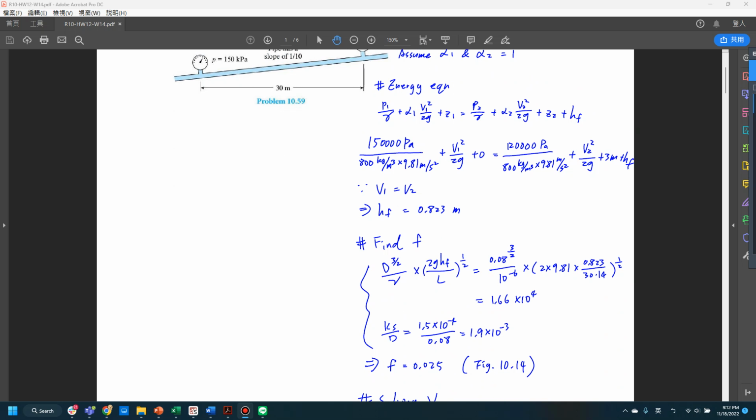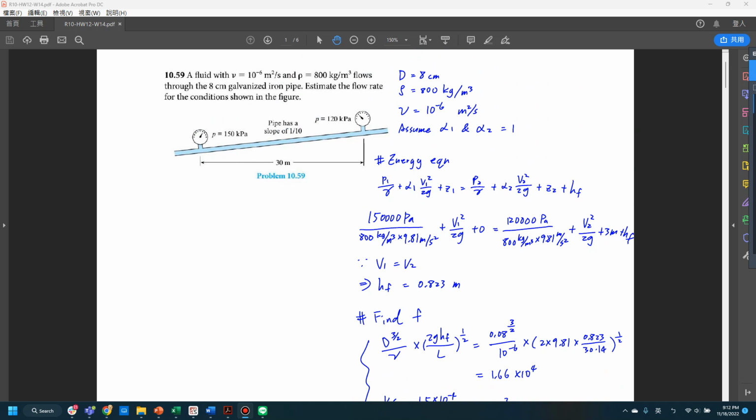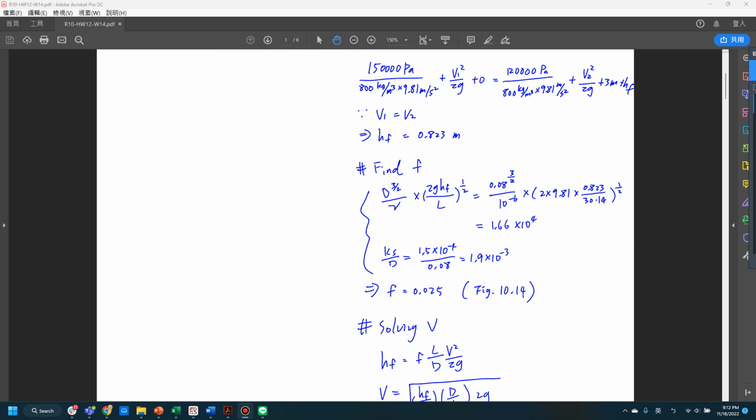For the ks value, you can look it up based on the material of this pipe. In this case, it is equal to 1.5 times 10 to the power of minus 4. This entire relative roughness will equal 1.9 times 10 to the power of minus 3. And according to figure 10.14, the factor f will equal 0.025.